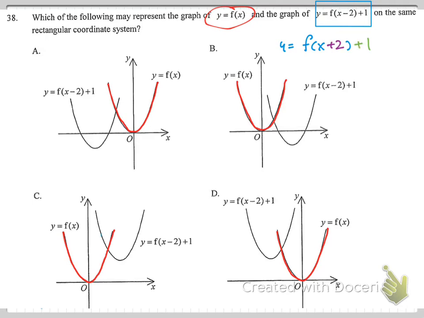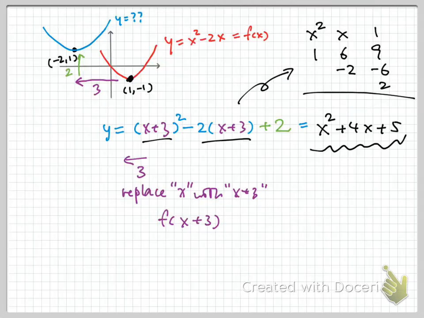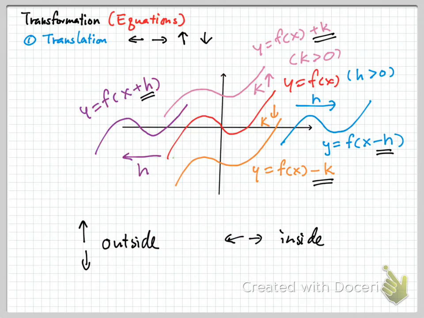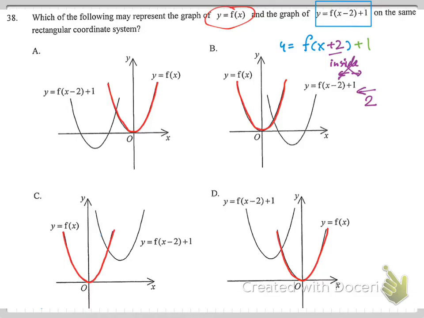So how do you visualize these 2 changes? If you apply plus 2 inside the bracket, it's a left-right movement. Plus 2 means it is moving to the left-hand side by 2 units, if you refer to this diagram. Alright, f of x plus 2 means moving to the left-hand side by 2 units. And what does that plus 1 mean? This plus 1 means move upwards by 1 unit.